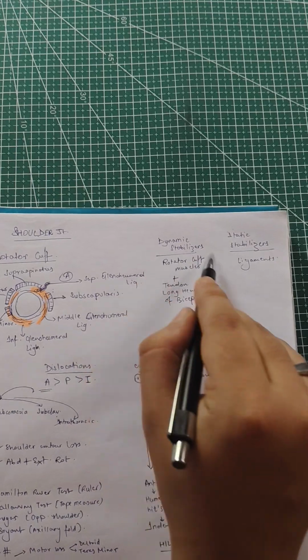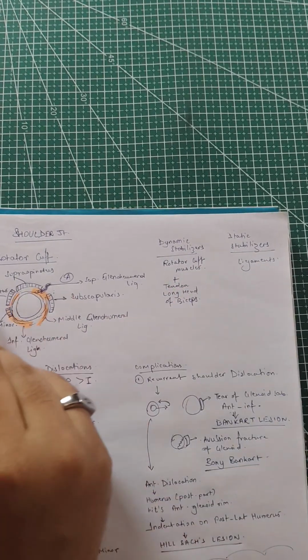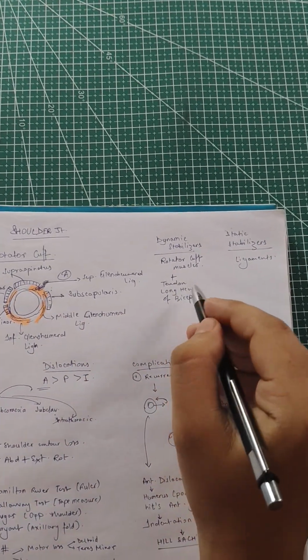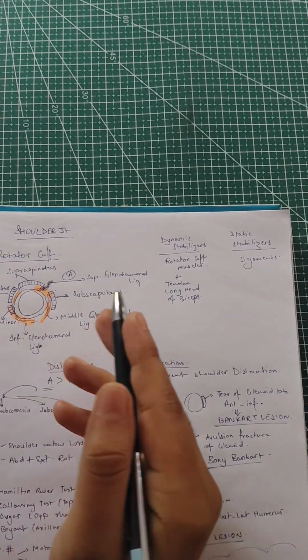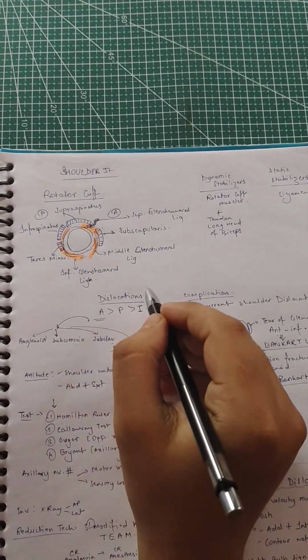In dynamic stabilizers, we'll have all the rotator cuff muscles, that is the subscapularis, the supraspinatus, the infraspinatus, and the teres minor. Along with that, we'll have the tendon of the long head of the biceps. And in static stabilizers, we'll be having all the ligaments, that is the superior, the middle, and the inferior glenohumeral ligament. Okay, understanding this, we'll be able to understand dislocations of the shoulder joints better.